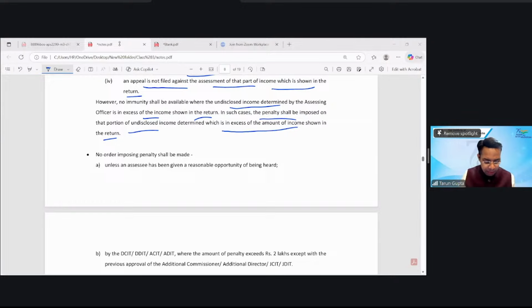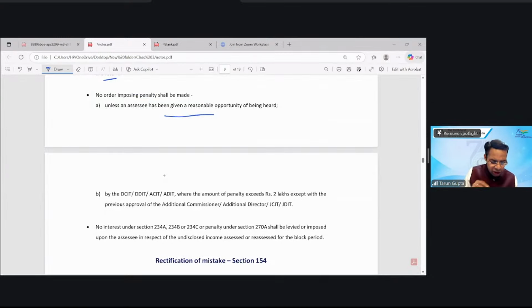Then, no order imposing penalty shall be made unless an assessee has been given a reasonable opportunity of being heard. Very much given. You already know. No order shall be made by the DCIT, Deputy or the Assistant Commissioner where the amount of penalty exceeds 2 lakh except with the approval of additional or joint.